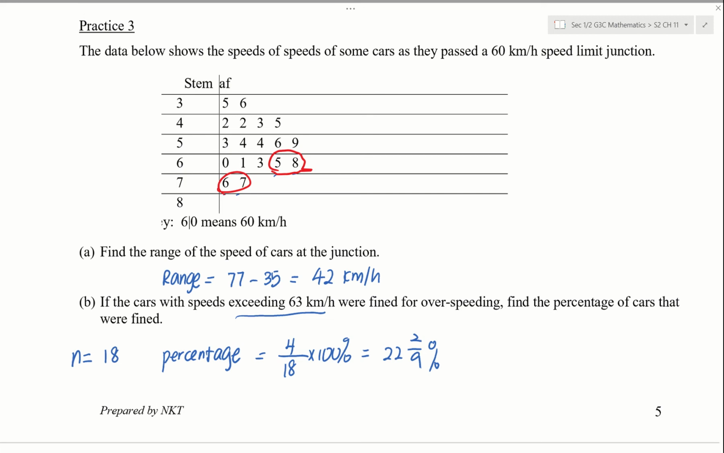So 4 out of 18 times 100%, you get 22 and 2/9%. Again, no need to round off. Do not leave in decimal, do not need to round off, because this is an exact value. There is no reason to round off.